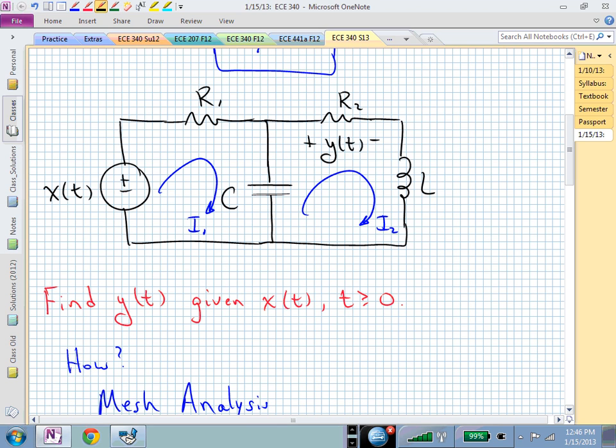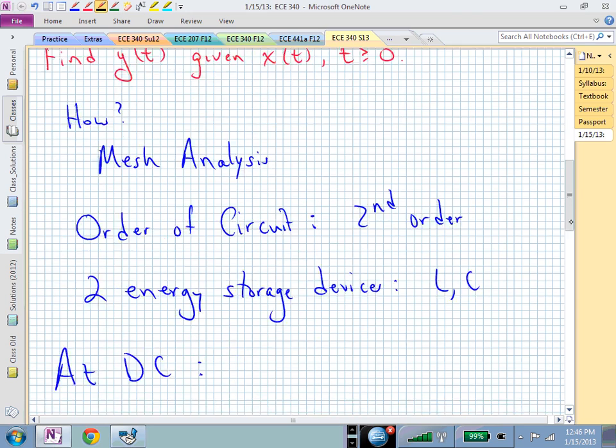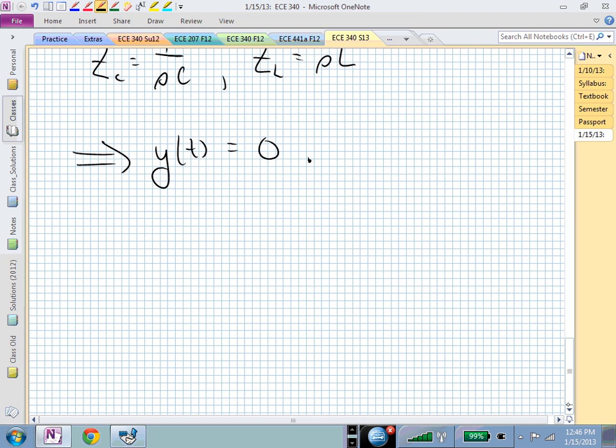And then we want to find what's the relationship, or what's an equation or a set of equations that contain capital X of S and capital Y of S. That's what we want. And somebody said, well, I like to do mesh analysis. Could we do that? So that might be our first thought. Let's now find a transfer function.